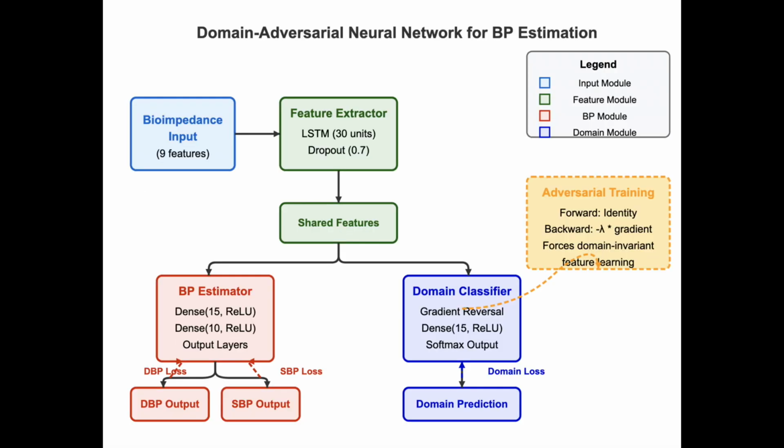The DAN architecture consists of 3 main components. First, a feature extractor using an LSTM with 30 units processes bioimpedance signals to create useful representations. Second, 2 task-specific networks estimate diastolic and systolic blood pressure. Third, a domain classifier tries to identify which subject the data belongs to. The key innovation is the gradient reversal layer, which reverses gradients during backpropagation, forcing the feature extractor to learn subject-invariant features. This adversarial approach allows the model to focus on blood pressure patterns rather than subject-specific characteristics.